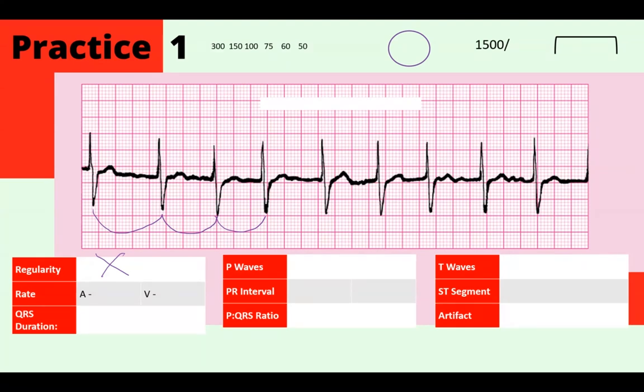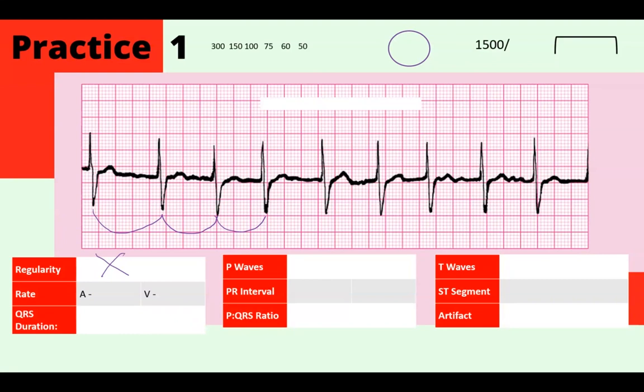Now I could go through and measure those individually. This one is 15 small boxes. This one here is about 5, 10, 15, 16. So I guess not too different, but this one here, 5, 10, 15, 18, 19. So we do have significant variation in our R to R interval. So it is an irregular rhythm.